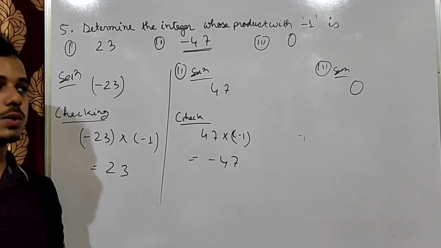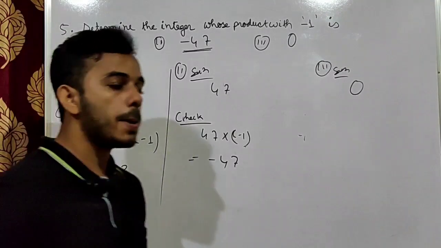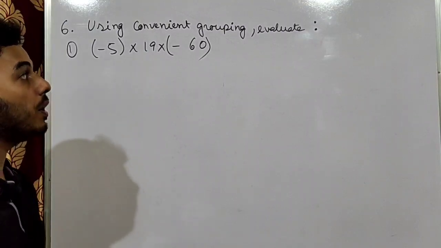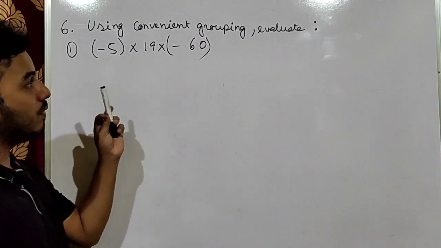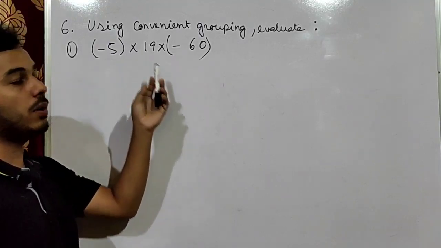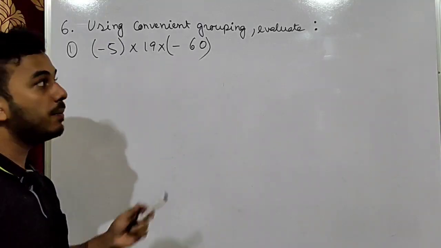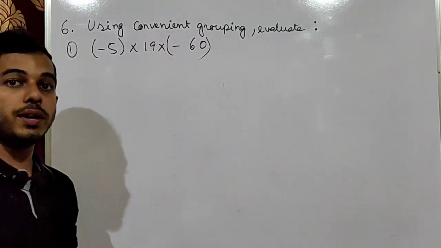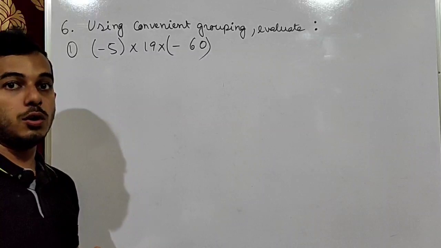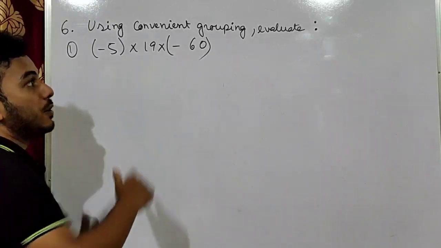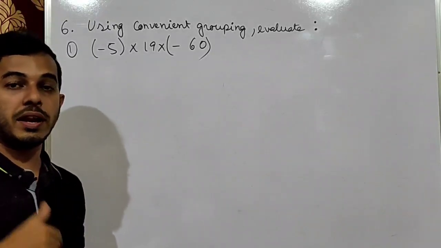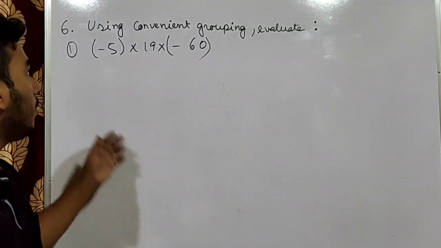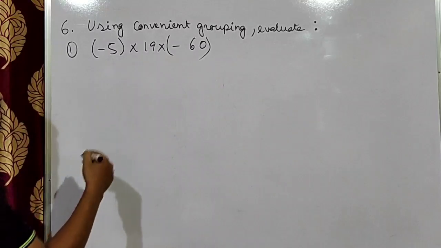So now let's move to our next question, that is question number 6. Our next question is: using convenient grouping, evaluate. That means we have to evaluate, that is, find their values. How can we find the values? By using convenient grouping, that is, we can make suitable groupings to make the question an easy one, and then we can evaluate, that is, find the answer. Okay, so now let's start.